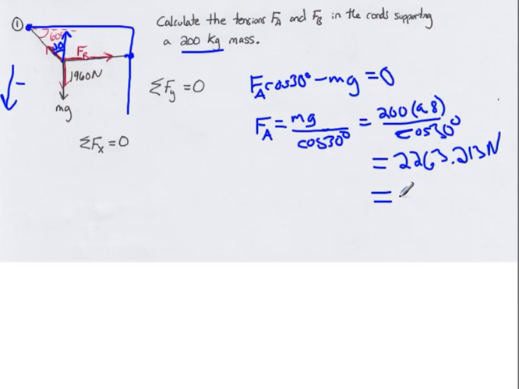Significant figures, how many significant figures? 200 kilograms. We'll say that it was exactly that much, so we've got 3 significant figures then, so that's 2260. Ooh, getting sloppy today, I'll have to watch that. Anyway, so that's the force A, so we've got that one. They also wanted the B force, so how do we do that?